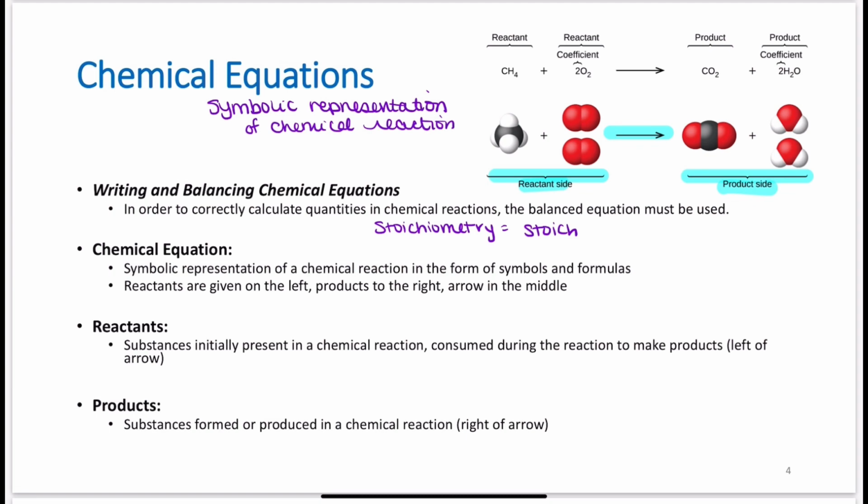Reactants are the species that are always left of the arrow. They are initially present in a chemical reaction, but they're consumed or reacted during the reaction to produce those products. The products are the substances that are formed or produced in a chemical reaction, and we will always find those on the right side of the arrow. How much product I can make is limited by how much reactant I have. So the amount of reactant I have controls how much product I can actually produce.